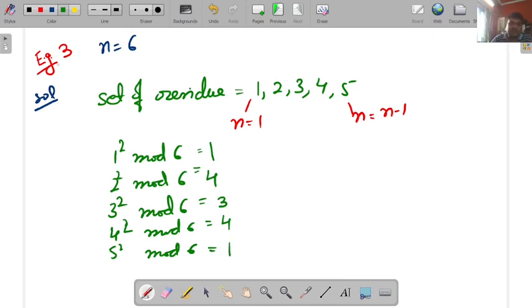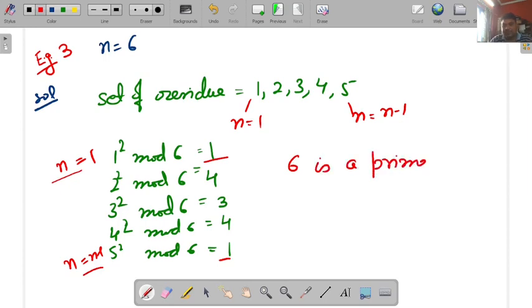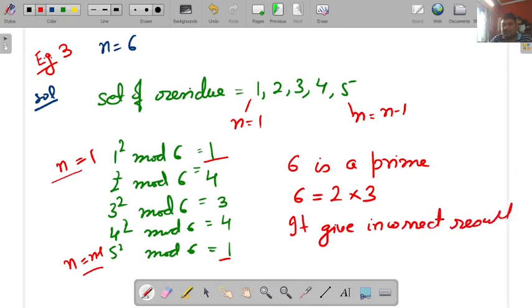Now you can see that at n is equal to 1 and at n is equal to n minus 1 you are getting 1. So if you are getting 1 at n is equal to 1 and n is equal to n minus 1, it means by the square root test 6 is prime. But we know you can factorize 6 into 2 times 3, so it gives an incorrect result. So here the square root test failed.